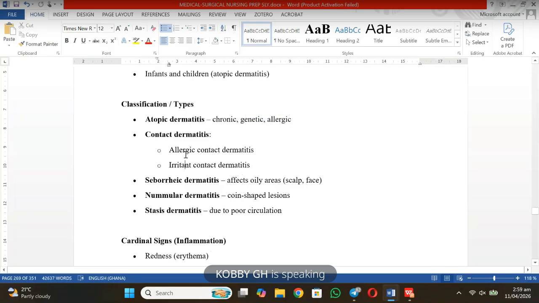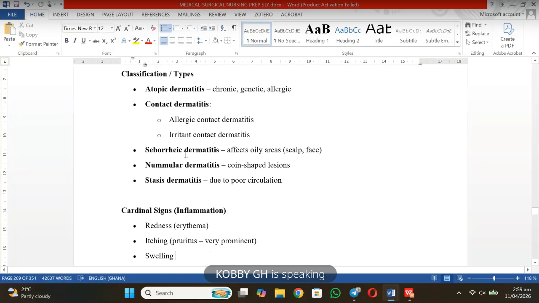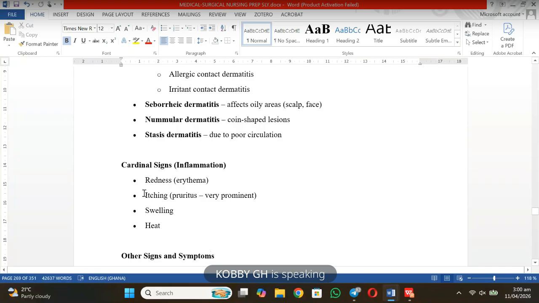Contact dermatitis. And then we have the seborrheic dermatitis. That one usually occurs in the scalp and the face. So if someone is experiencing dermatitis that specifically affects the face and the scalp, we call it seborrheic dermatitis. Okay, good. And someone can also experience dermatitis due to poor blood circulation, and we call that stasis dermatitis. Okay, good. And dermatitis usually itches as well.